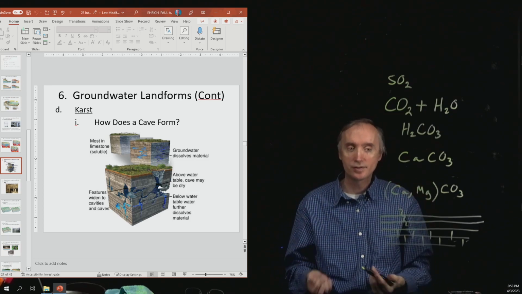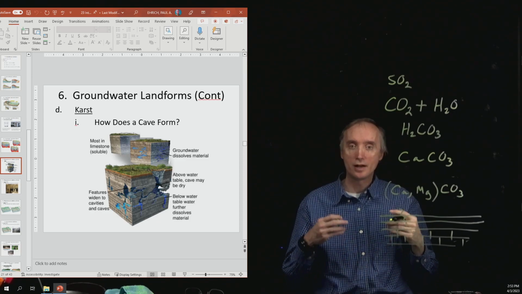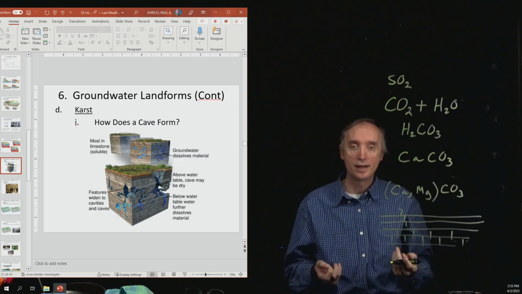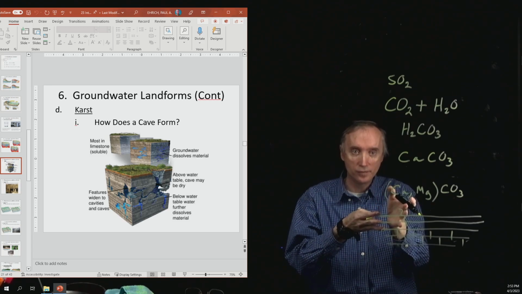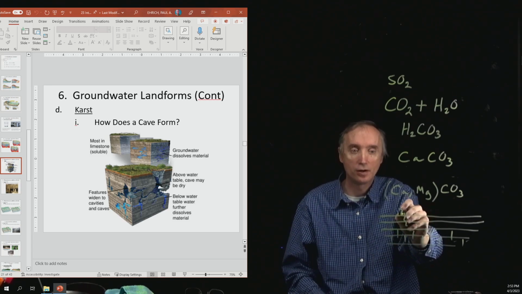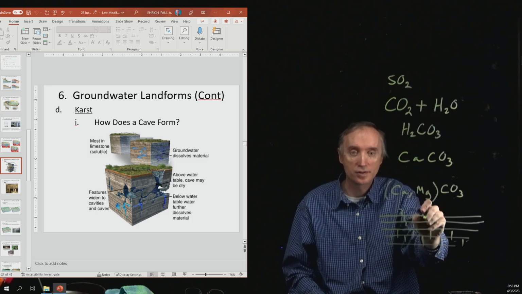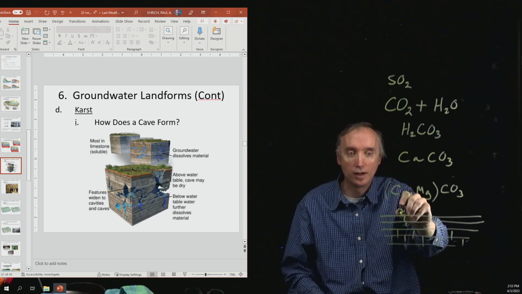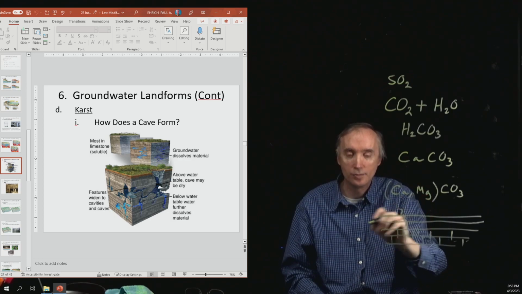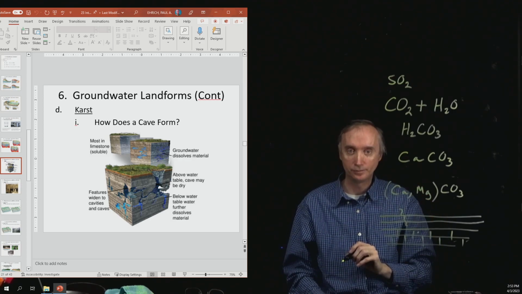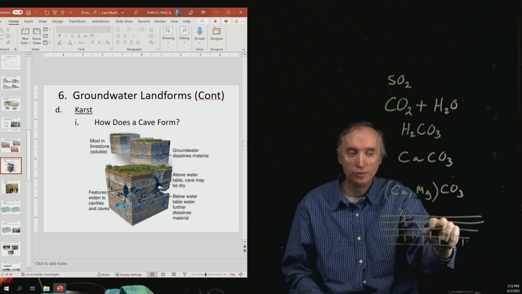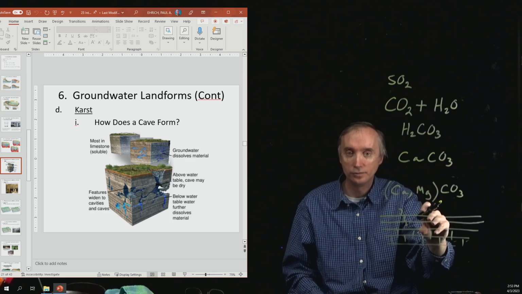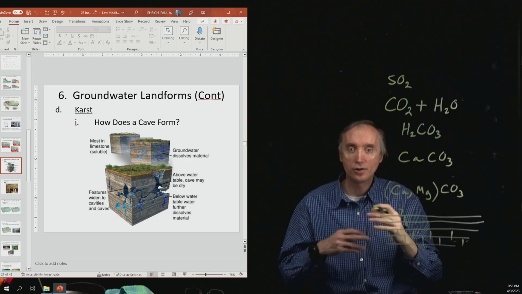So then the next thing that's going to happen is maybe you've got an earthquake or something that causes there to be a joint. So the ground shifts and it causes there to be a crack in this cap rock, which is going to allow groundwater to get through it into the limestone that's underneath it. And then it's going to start to erode away the limestone, beginning with any cracks.